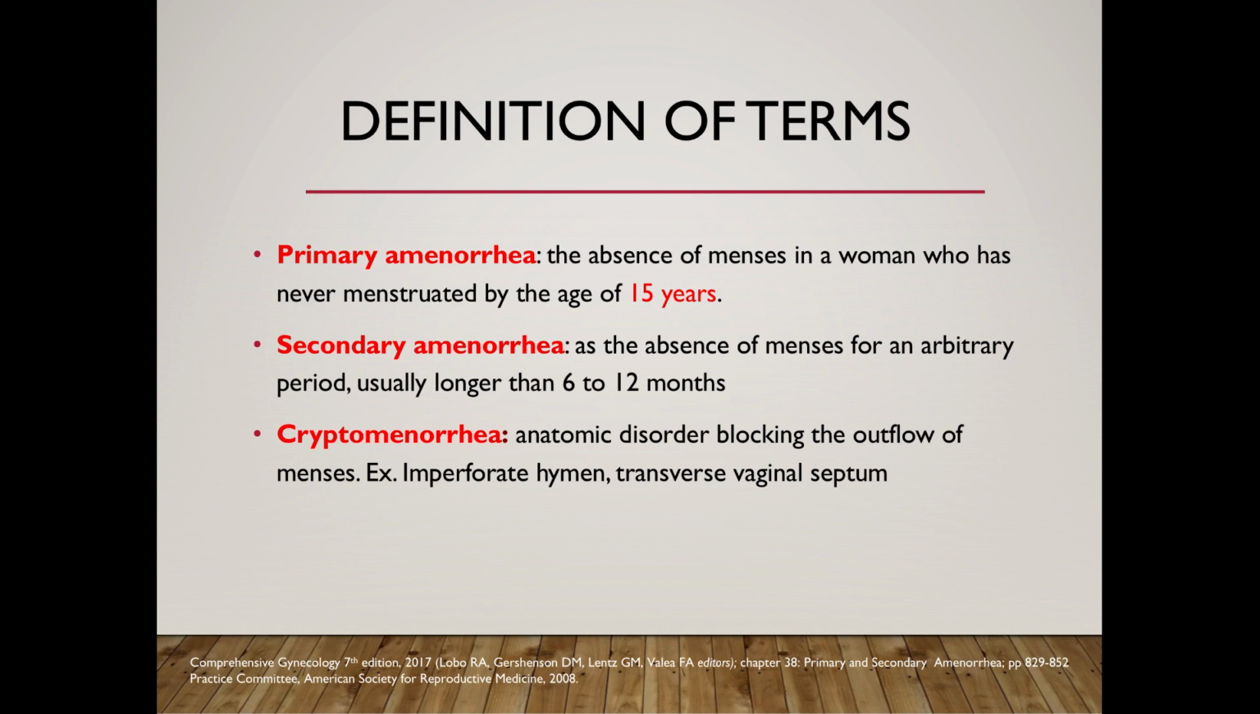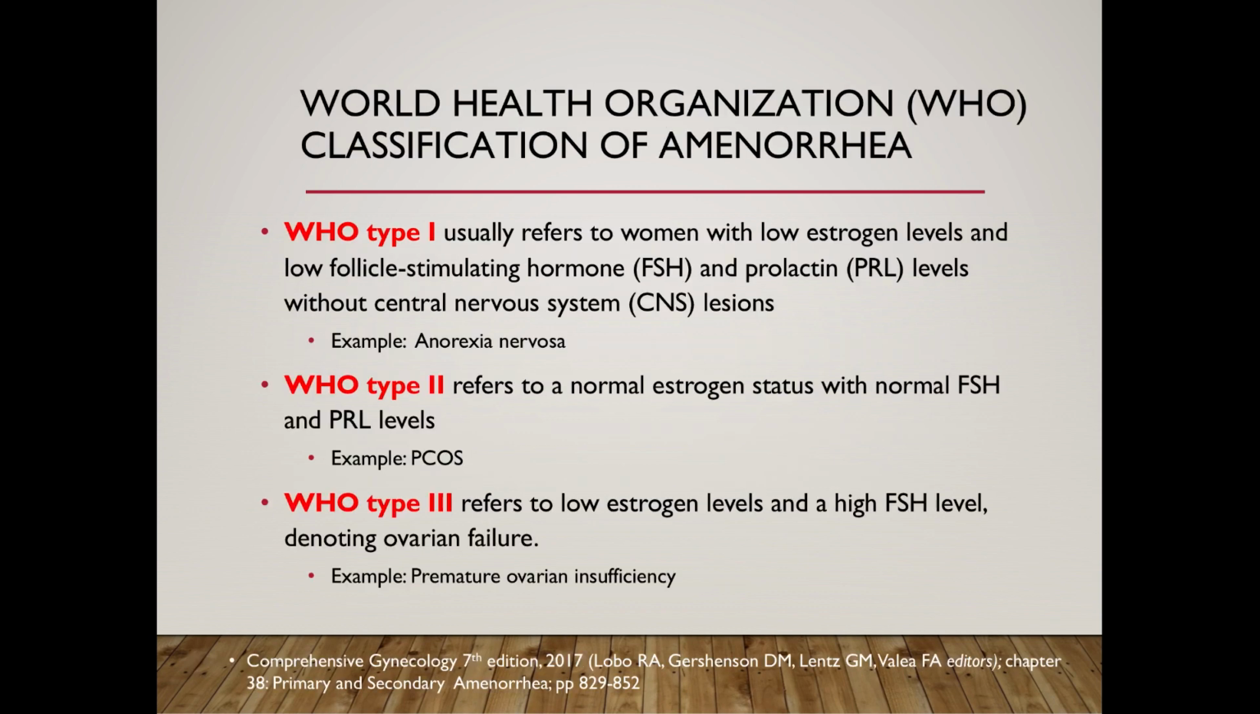And cryptomenorrhea is an anatomic disorder blocking the outflow of menses. Examples of this would be patients with imperforate hymen or a transverse vaginal septum.